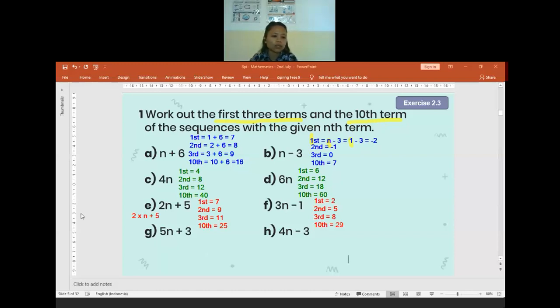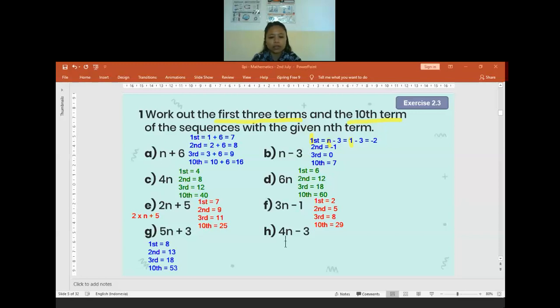What is the first term in question G? Yes, the first term will be 8, and then the second term will be how many? 13. The third term? Okay, good job. What about the 10th term? Okay. Anything confusing so far? No? Okay. If no one is confused, let's move to question H.